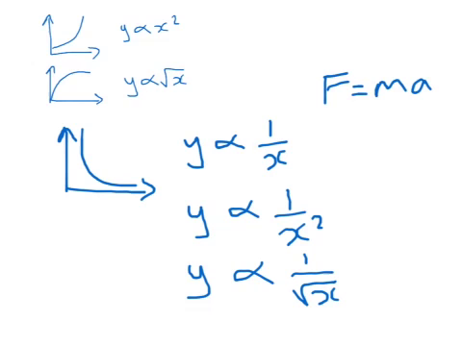So in this case, we'd rearrange to either put mass over here or acceleration, so it'd be A equals F over M, or it could be M equals F over A. But either way that's clearly an inverse, not an inverse square, not an inverse square root.